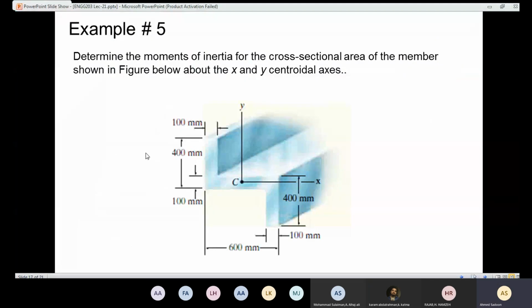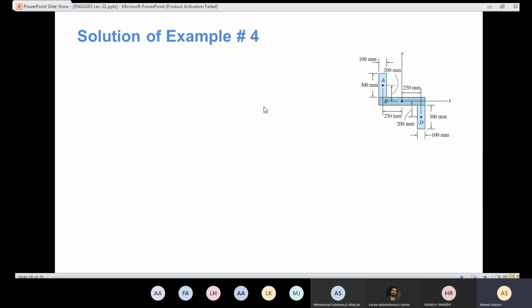So in this example, we need to determine the moment of inertia for the cross-sectional area for a member shown here. This time we need to know the moment of inertia about the centroidal axis, about x and about y. We need both of them.